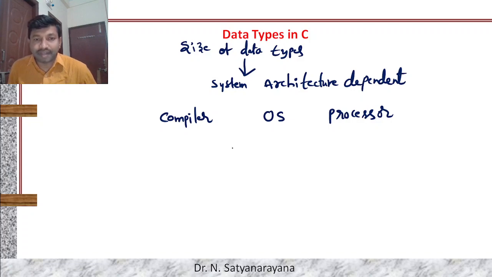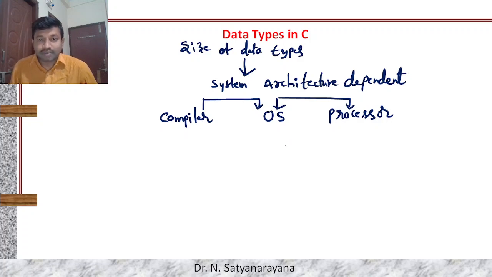So how much data at a time can the compiler submit to the OS, and how much data can the OS submit to the processor? Or, in other words, how much data can the processor process in memory at a time, and how much data can the operating system read at a time from memory, or how much can be processed by the compiler? Each one has its own capability, and based on that, the memory for the data types will be allocated.